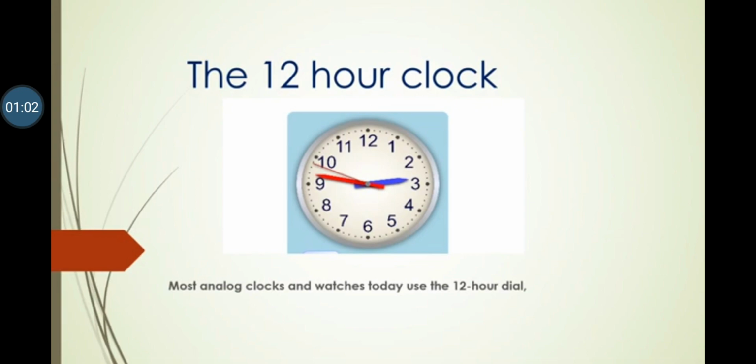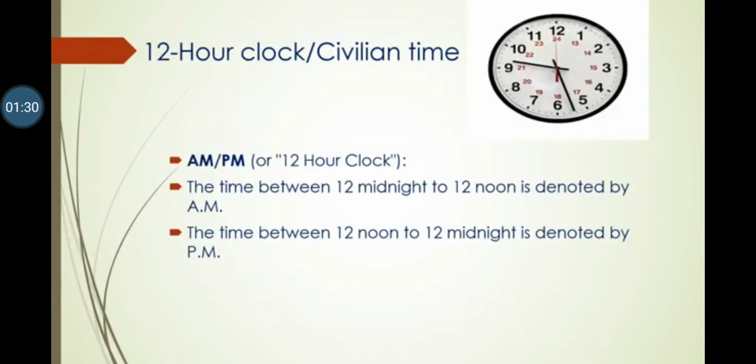Before starting, I want to ask a question from all of you. Have you ever seen this type of clock in your houses? Yes, most analog clocks and watches today use the 12-hour dial, and all the watches and clocks at our home are analog. And my dear students, you can see in this clock we have numbers from 1 to 12.